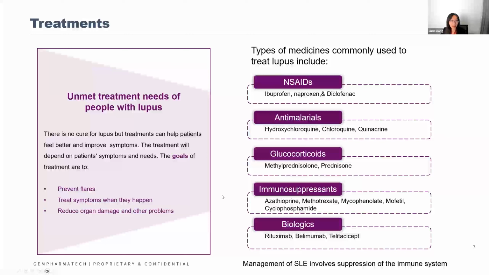The current guidelines recommend treating lupus using non-steroidal anti-inflammatory drugs, anti-malarial drugs, glucocorticoids, and also immunosuppressive therapies. The biologicals and the targeted drugs are also very important for the treatment of SLE.